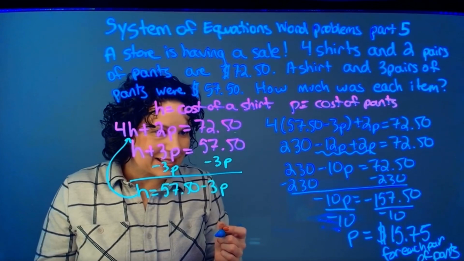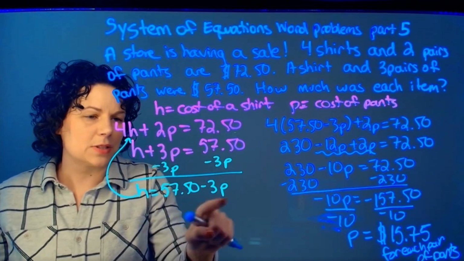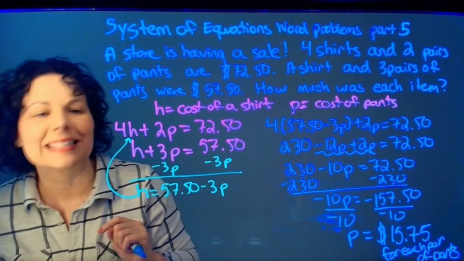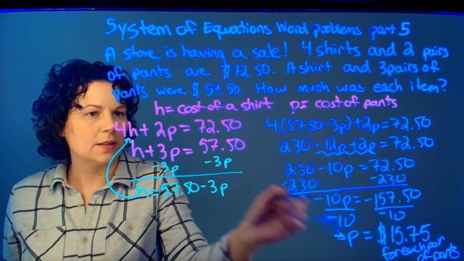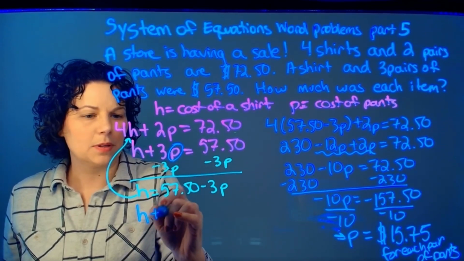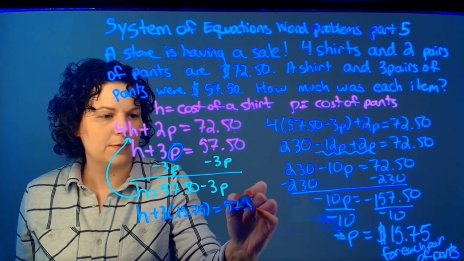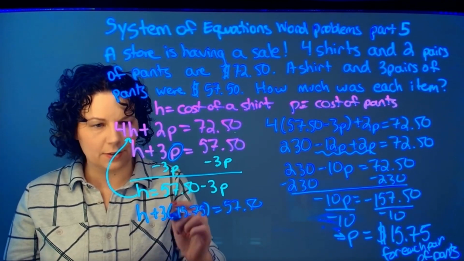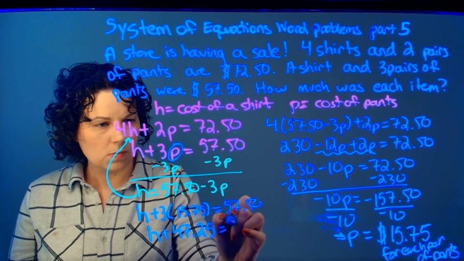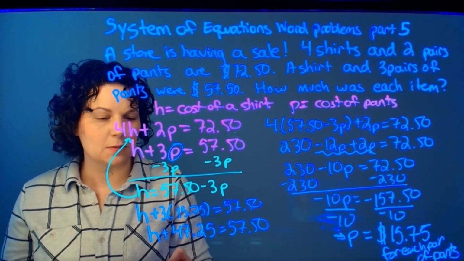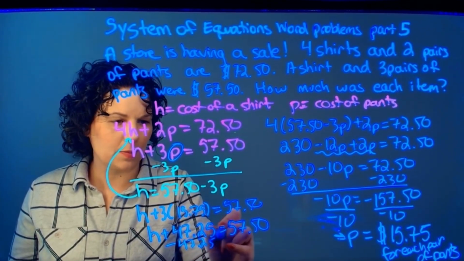But I don't want just the pants. I want the shirts too. So I'm going to come over here. I could technically use this yellowy green one. I'm going to use the pink one just in case, okay? I don't want to make any silly mistakes. So I'm going to take this right here and plug it in right here. H plus 3 times 15.75 is going to give me 57.50. And again, I'm going to do this on the calculator so that I don't make silly mistakes, and also I save us some time in our video. So that gives me 47.25, and then I'm going to subtract 47.25 from both sides.